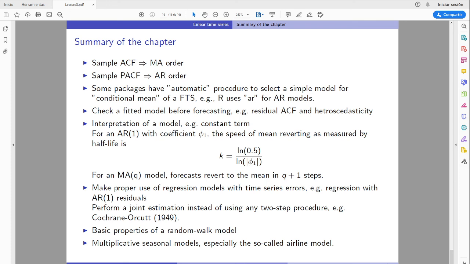A good example of this would be regression with AR(1) residuals. And it's just a procedure like Cochrane-Orcutt, or even Gumbox, that is good for a joint estimation.